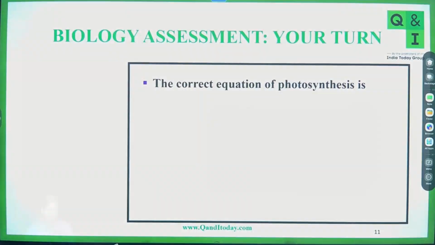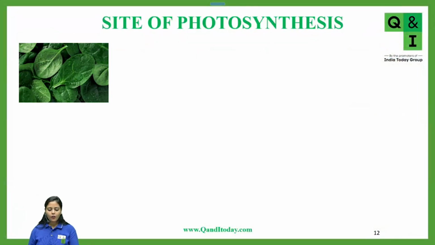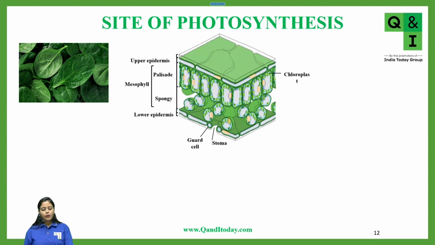Now let's move ahead. So now let's see the site of photosynthesis. Suppose this is the leaf. If you take a cross section of the leaf, as in the previous animation, in the leaf you have specialized cells present. The cells which I am drawing here are your leaf cells. These leaf cells are also called mesophyll cells.